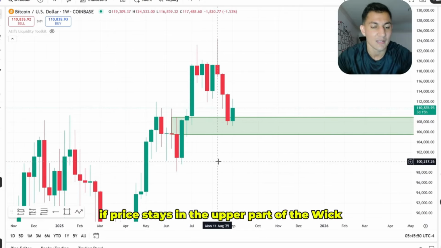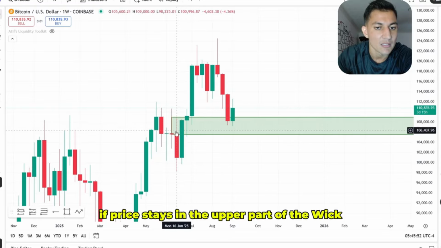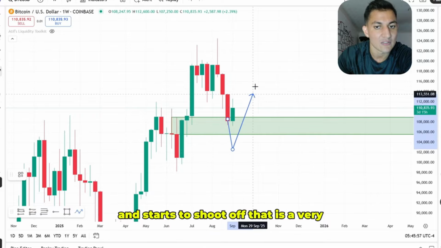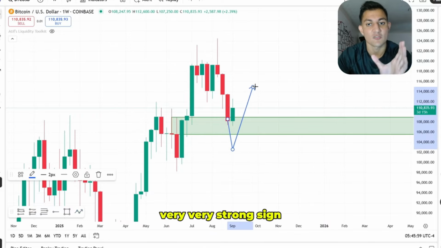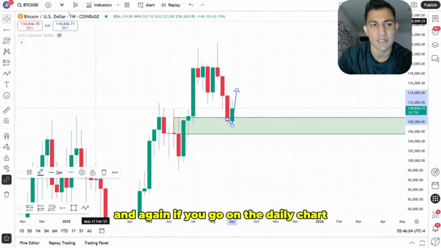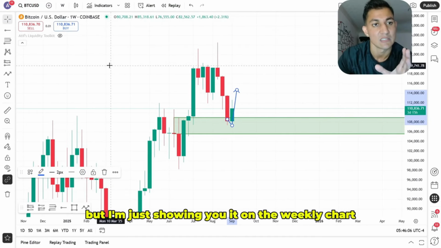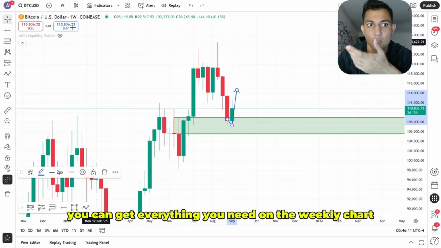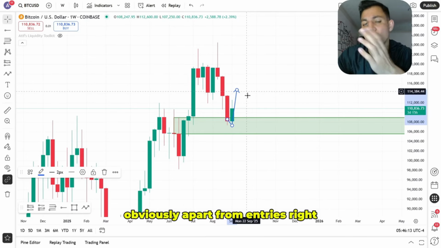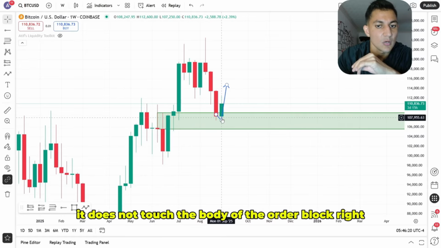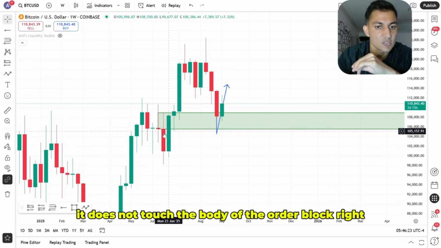If price stays in the upper part of the wick, or let's say it stays in the wick only, and it does not touch the body of the order block and starts to shoot off, that is a very, very, very strong sign that the market is still bullish, right? So can you see our price already? And again, if you go on the daily chart, it's going to be a lot more obvious, but I'm just showing you it on the weekly chart, because do you remember how I was saying right at the beginning, the weekly chart tells you everything? You can get everything you need on the weekly chart, obviously apart from entries. But again, can you see our price stays within the upper part of this wick? It stays in this wick and it starts to shoot off. It does not touch the body of the order block, right?